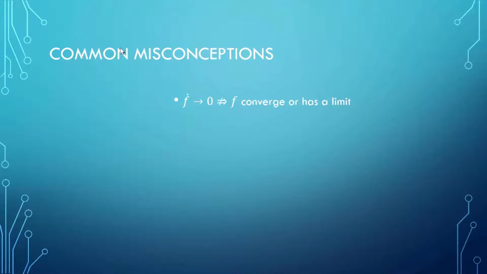So the question is, if I say that f is a continuous function, and its time derivative approaches 0, do you think f will converge to a constant or have a limit? If f dot is approaching 0, do you think f will converge to a constant or have a limit? 你觉得呢？Yes or no?